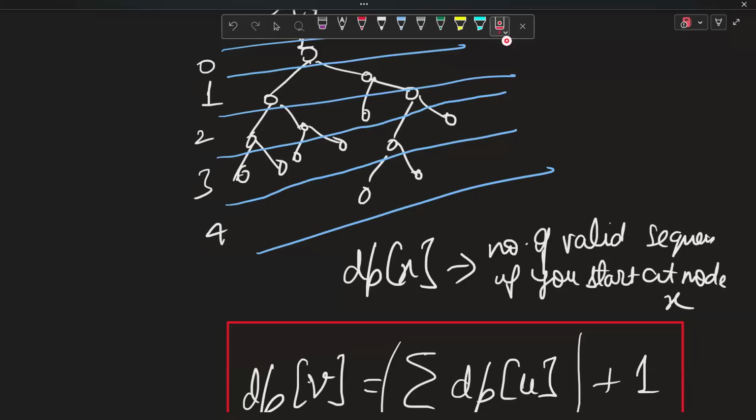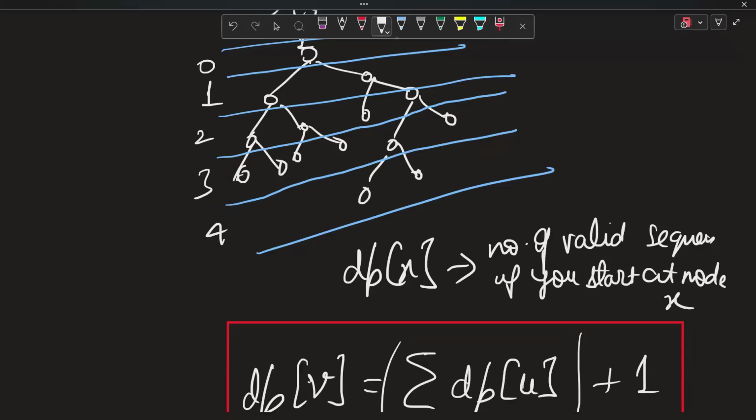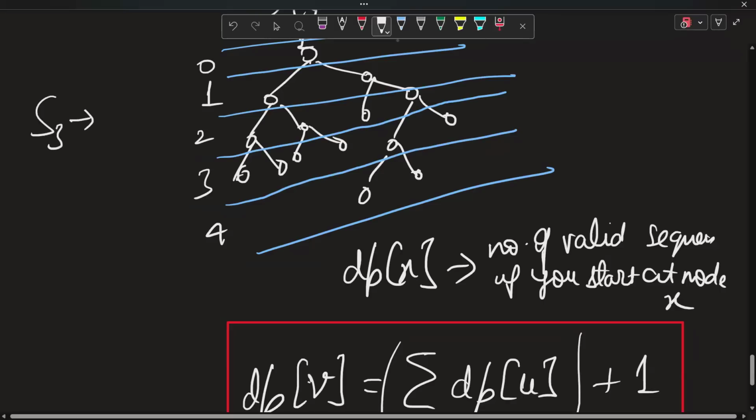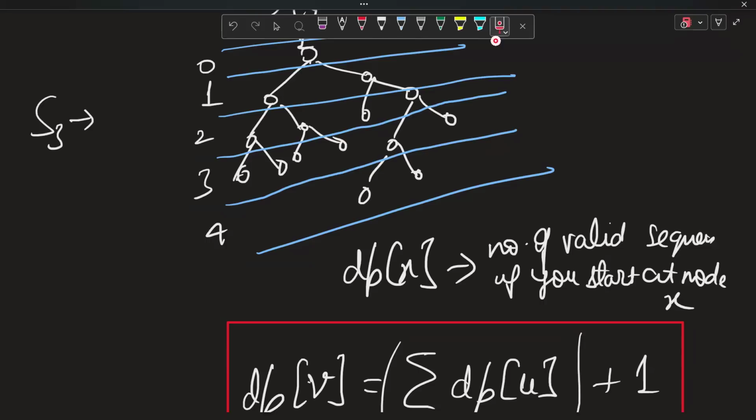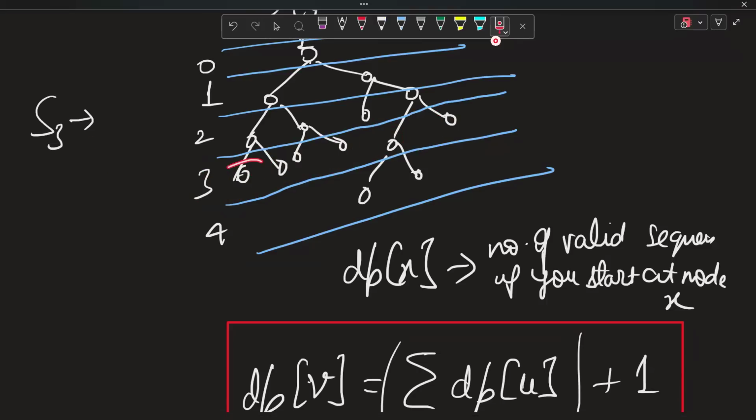So what you can do is, when all the nodes of level 3 are computed, you calculate the sum of the DP of them. Let's say S3 represents the sum of the DP states. So DP of this plus DP of this plus DP of this plus DP of this plus DP of this. That's what S3 stores. Okay. So once you have computed all these DP states, you can easily get S3, the sum of all the DP states in level 3.